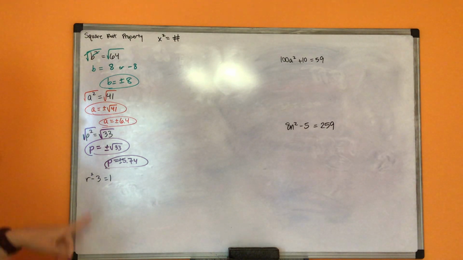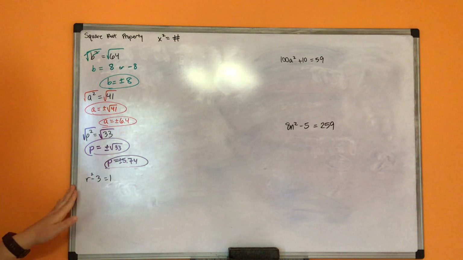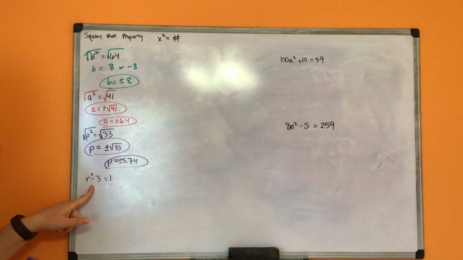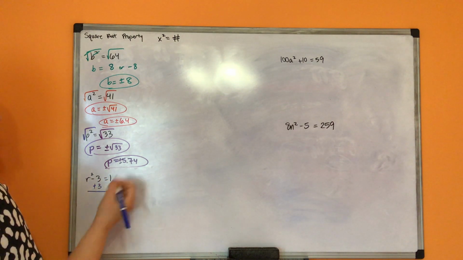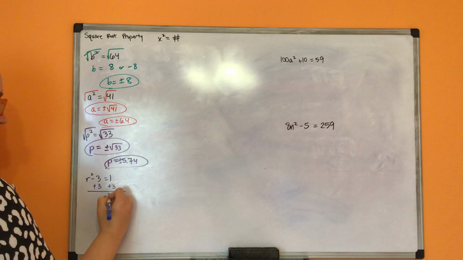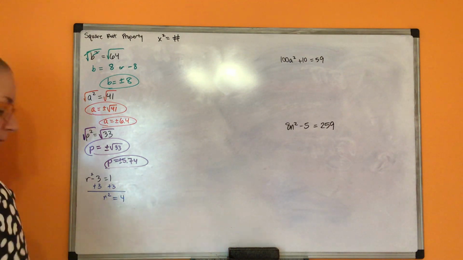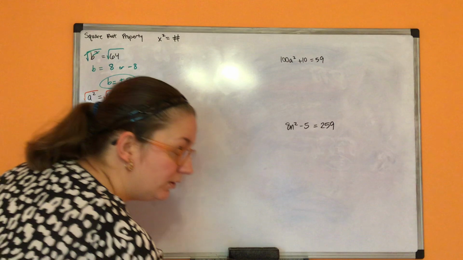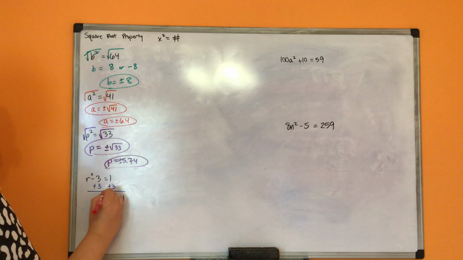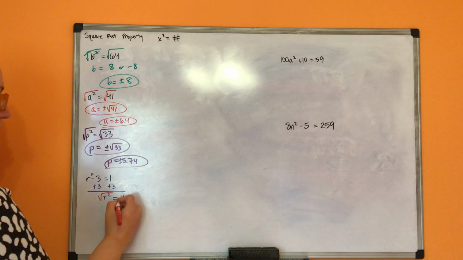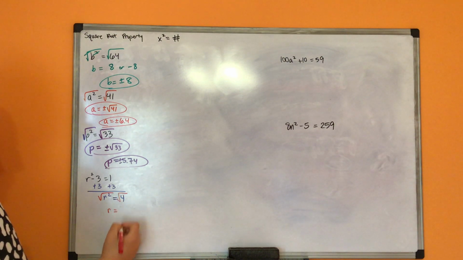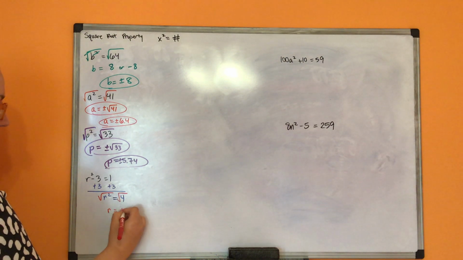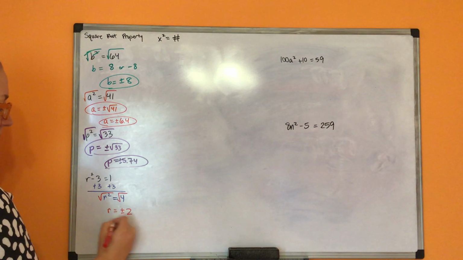So, to get r squared by itself, the first thing I need to undo is this minus 3. To undo minus 3, I add 3 to both sides, just like you're used to. So I get r squared equals 4. I still need to undo the exponent too, so I take the square root of both sides. And I get r equals, the square root of 4 is 2, so r equals plus or minus 2.